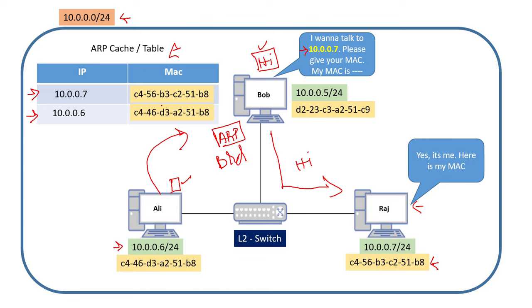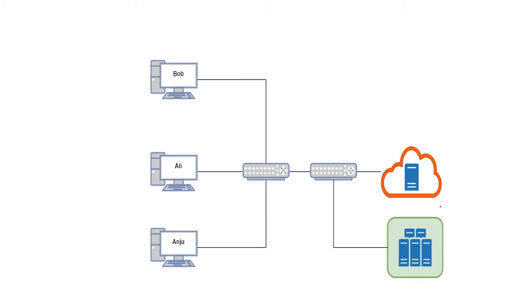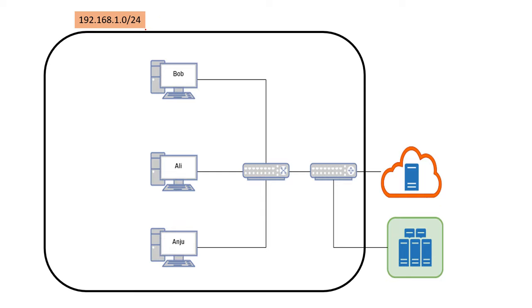And this ARP cache is available in all the devices, in Ali's device and in Bob's device as well. Now let's look at a different example where we have a different network. So here we have 5 devices in one network, and 2 in an external network, or we can say a foreign network. And the IP of this network is 192.168.1.0/24. And we have a switch and a router.